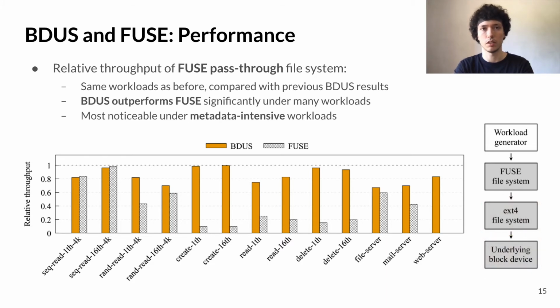This plot depicts the relative throughput attained by Fuse under that configuration, together with the results for BDUS that were already presented. We observed that BDUS surpasses Fuse's performance significantly under many workloads, especially under metadata-intensive ones. This is because Fuse requires intervention of the user-level file system driver to satisfy many file metadata requests. In the BDUS deployment, these requests are instead submitted directly to the ext4 file system.